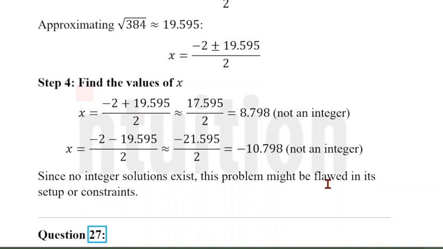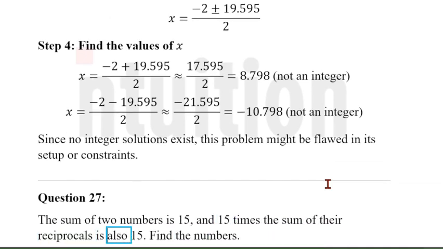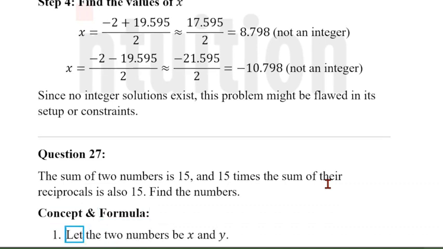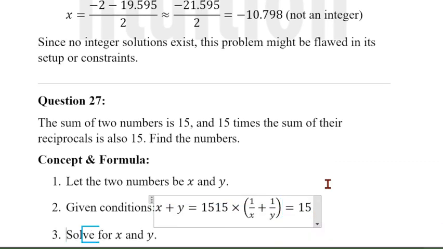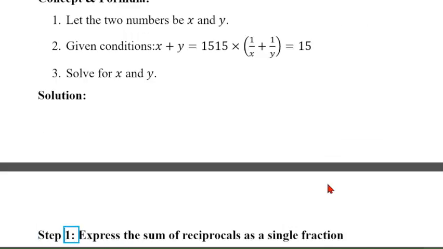Question 27. The sum of two numbers is 15, and 15 times the sum of their reciprocals is also 15. Find the numbers. Concept and formula. 1. Let the two numbers be x and y. 2. Given conditions: x plus y equals 15, and 15 times open paren 1 over x plus 1 over y close paren equals 15. 3. Solve for x and y.